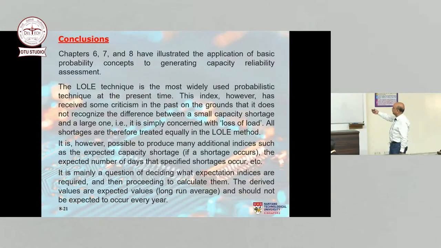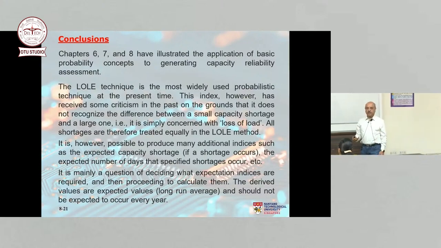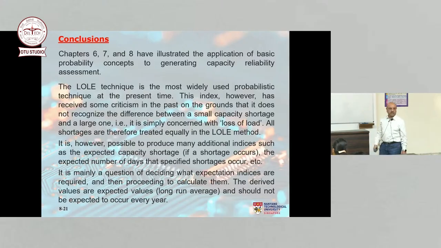It is, however, possible to produce many additional indices. While we have focused on only 2 indices, LOLE and LOEE, there is no reason why you can't look at other indices. If you are interested in expected capacity shortage, you can define that as your risk and use the capacity outage probability table to calculate the risk of capacity shortfall. Or you can use the expected number of days when specified shortages occur as your risk index. So there are many risk indices you can create for your own system, but the probabilistic way of dealing with them will be the same. The calculations will be very similar.